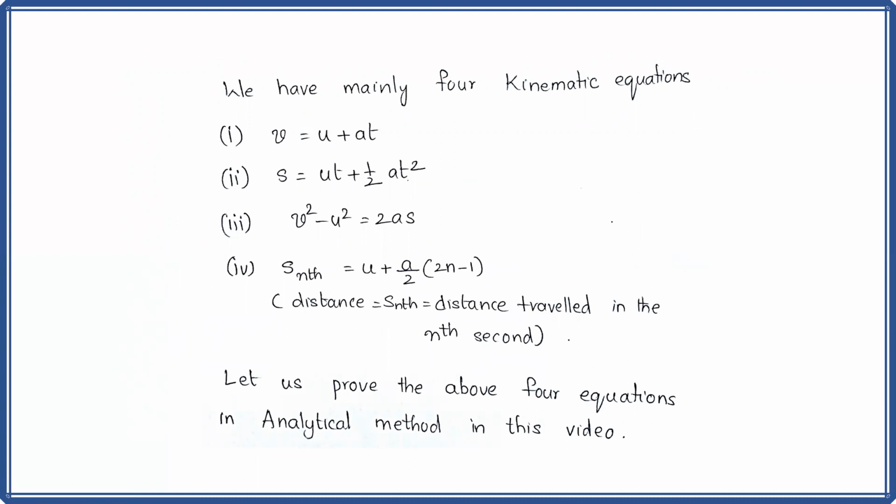So let us go for the main four kinematic equations. The first one is V is equal to U plus AT. The second one is S is equal to UT plus half AT square. The third one is V square minus U square is equal to 2AS. And the last one, S nth, that is the distance traveled in the nth second.